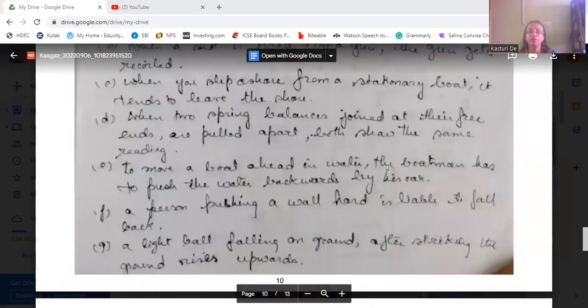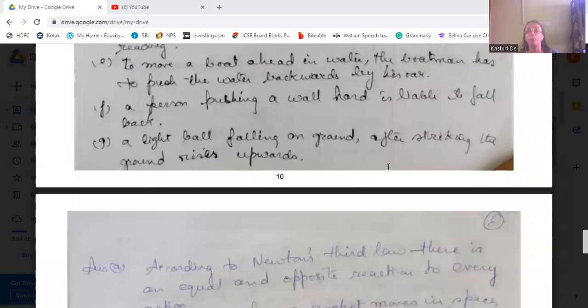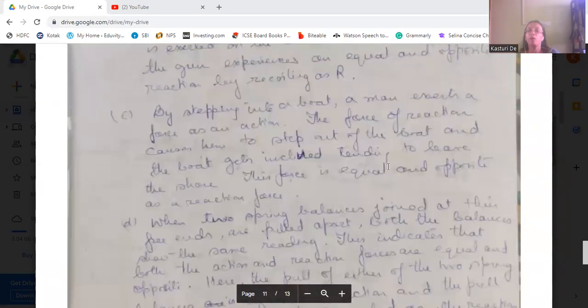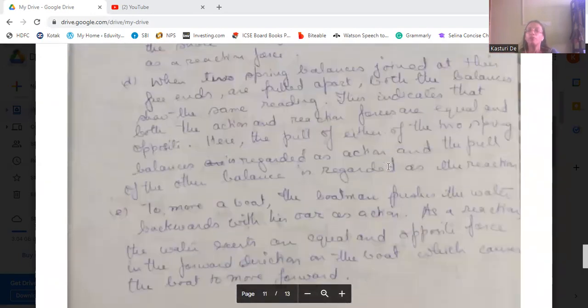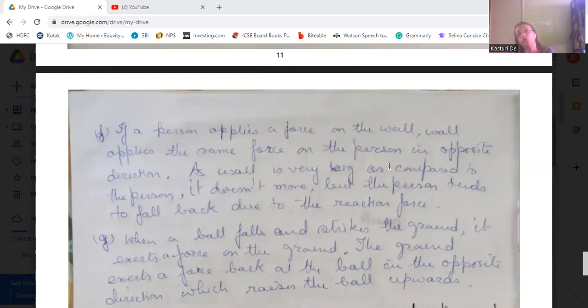Next one is this. A person pushing a wall hard is liable to fall back. When a person is applying force on the wall, the wall will apply the same amount of force in the opposite direction on the person. The wall is big compared to that person, so he will have the tendency to fall back.